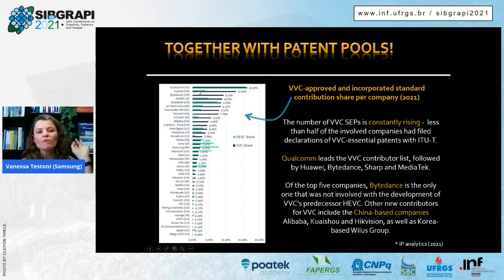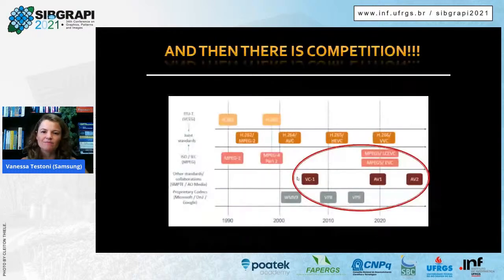So we have Qualcomm, Huawei, we have ByteDance. ByteDance, for those of you who don't know, they are the owners of TikTok, right? And we see so many other Chinese companies that were not here before. Another thing we also see are companies that were very much involved in the HEVC, such as Samsung, Microsoft, Sony, and that are not so much involved with VVC. There are many reasons, patent problems, but also one reason that I will show next.